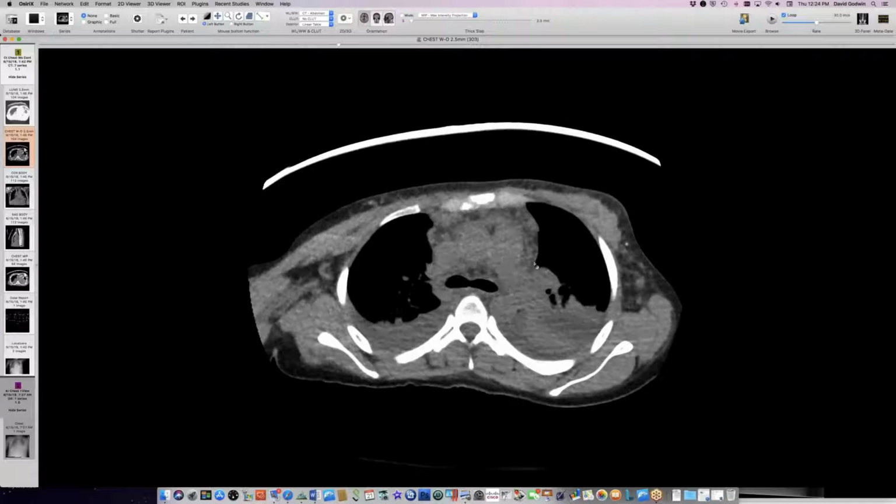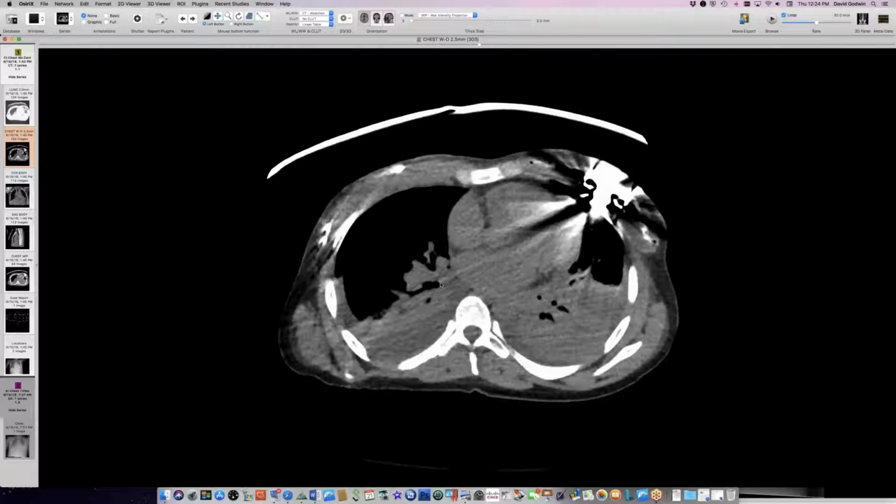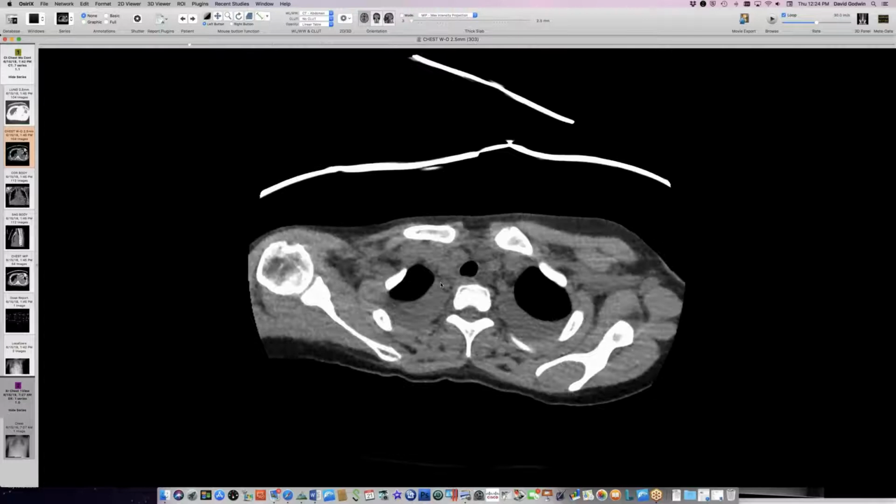So the cultures of her skin grew out staph aureus. It was sensitive, and she was treated initially with intravenous antibiotics and then switched to oral antibiotics, and she didn't have any further imaging at this point. So I think mediastinitis is a consequence here of her soft tissue infection from her infected implant.